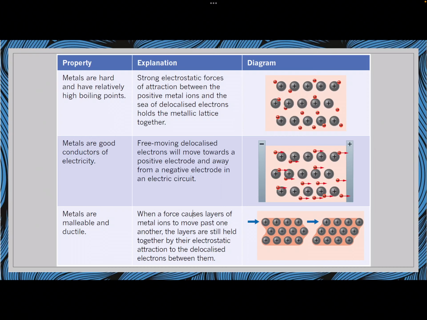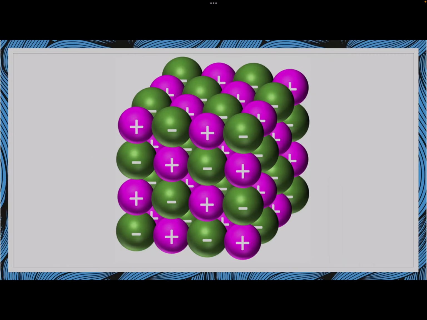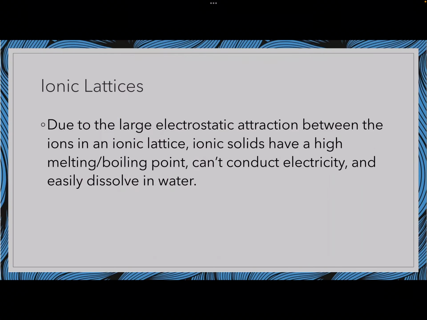Okay, onto ionic lattices. Ionic solids arrange themselves into repeating structures called ionic lattices. Generally, the lattice contains alternating anions and cations in 3 dimensions. So that's what this looks like here. Basically we have a cation, and all around it will be anions, and then all around each of those will be cations, so on and so forth.